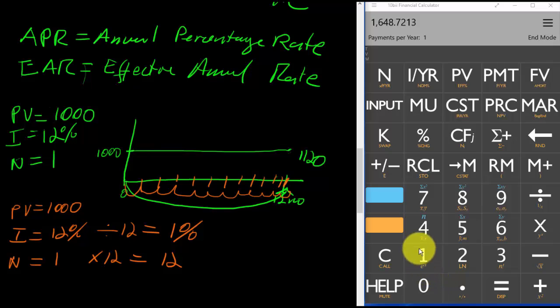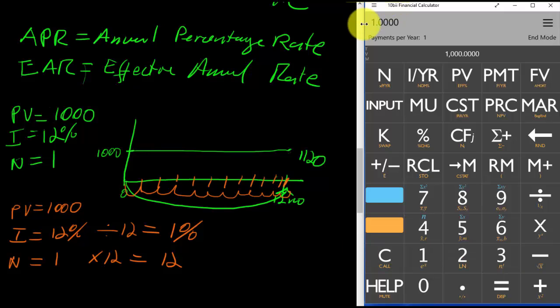So let's run a quick future value calculation. We're going to do a quick clear all and get rid of all of the other stuff from before. Say $1,000, and I'm going to put that into my present value. And then for the interest rate, I'm doing 12 divided by 12 months, so I got 12% divided by 12 months, and that equals 1%.